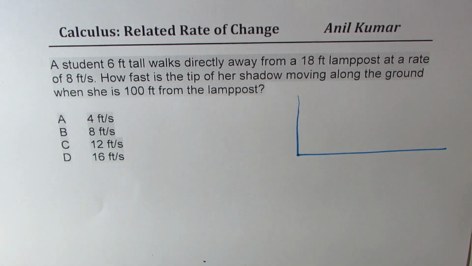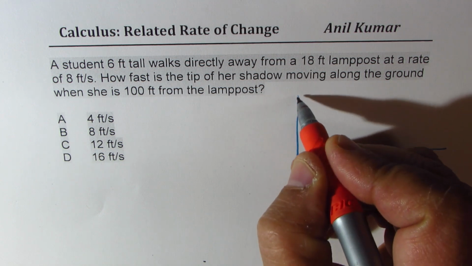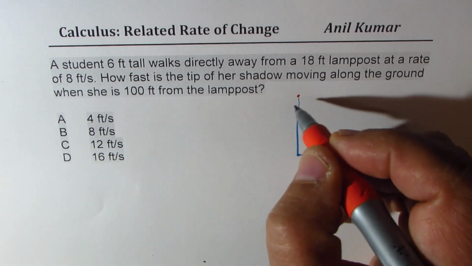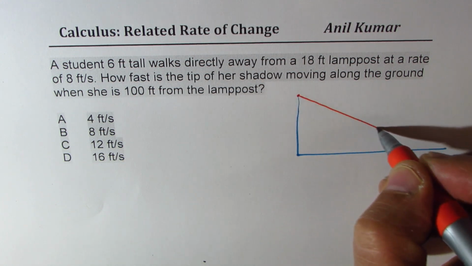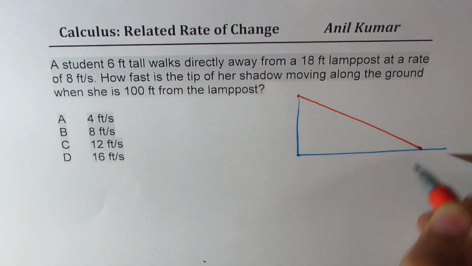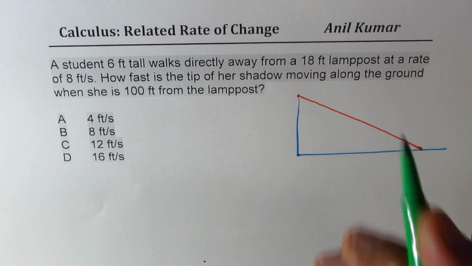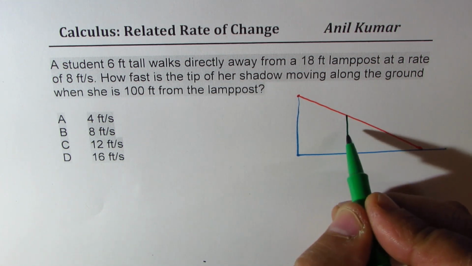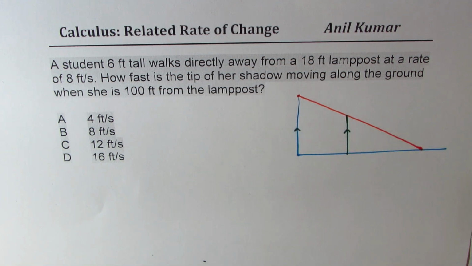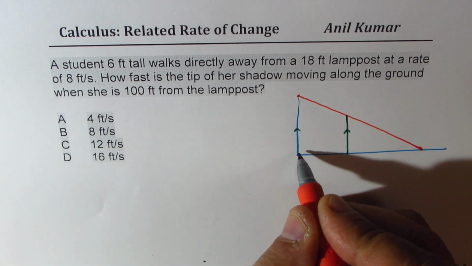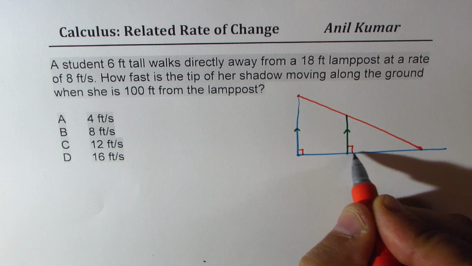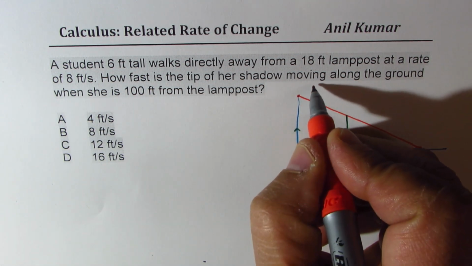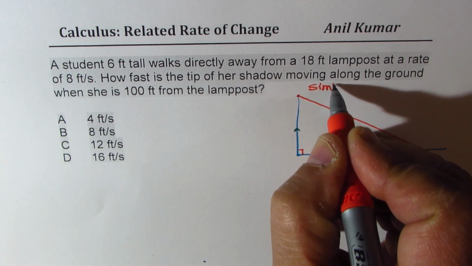Okay, so here we have a lamppost which is 18 feet above the ground, and that is how the rays are coming, and there is a student who is walking. So we'll make this triangle. These two lines are parallel, right? And these are right angles. So we have similar triangles, correct? In such situations, we know we are working with similar triangles.